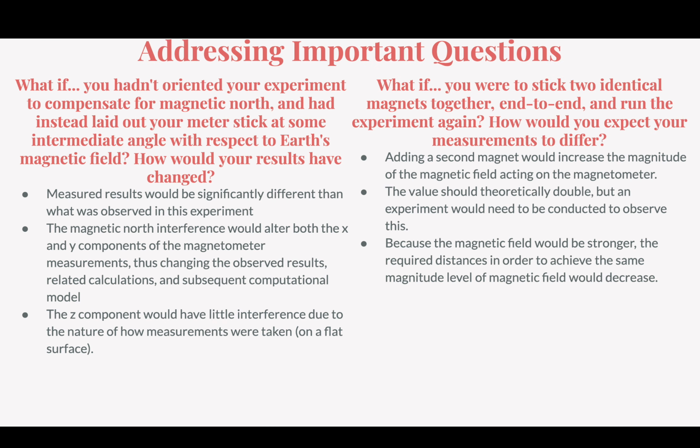So to conclude this lab, there are two important what-if questions that we need to answer. What if you hadn't oriented your experiment to compensate for the magnetic north? How would your results have changed? The measured results would be significantly different. The magnetic north interference would alter both the X and Y components. The Z component, however, would have no interference due to the nature of how the measurements were taken.